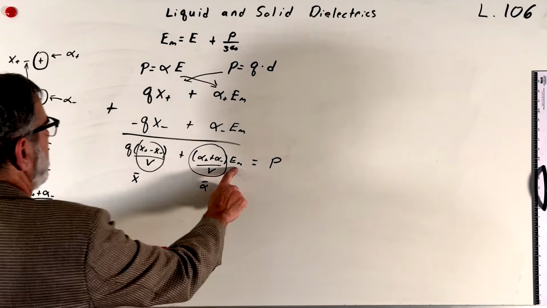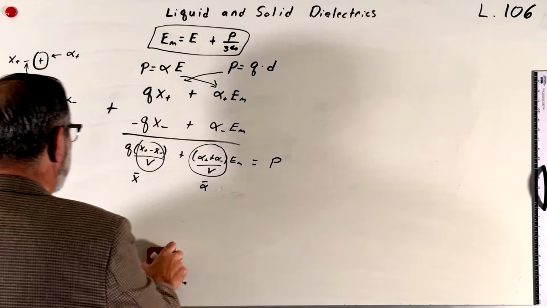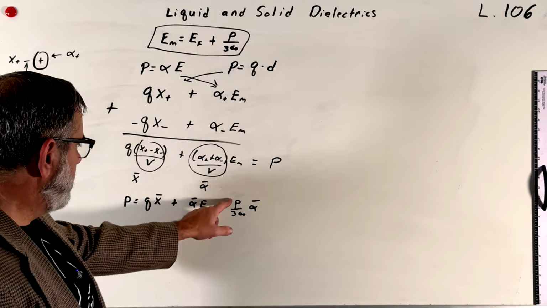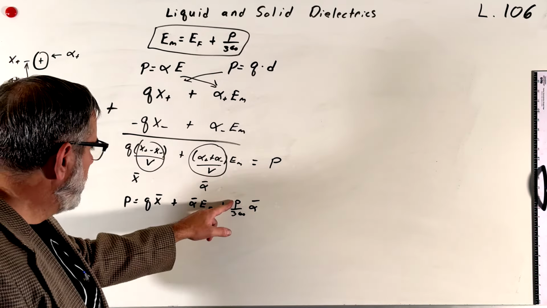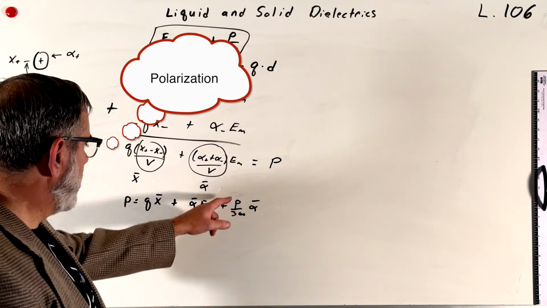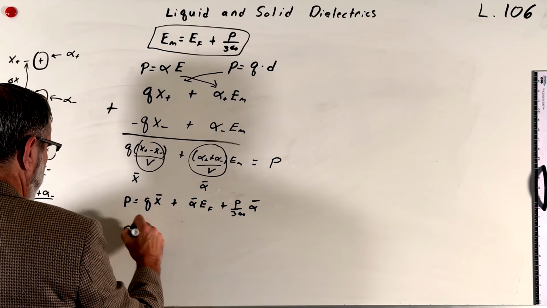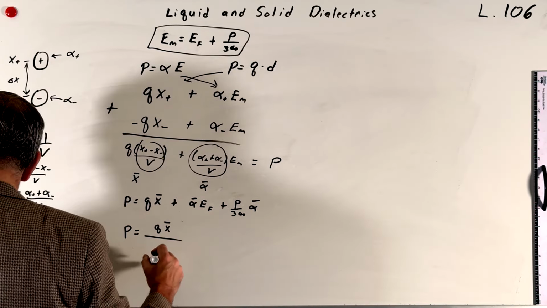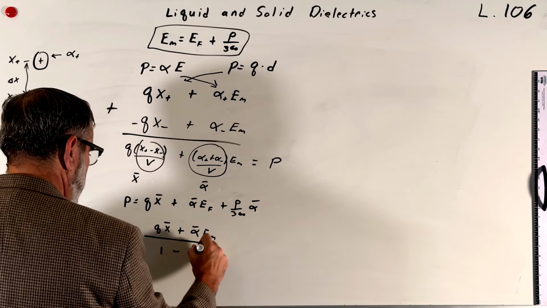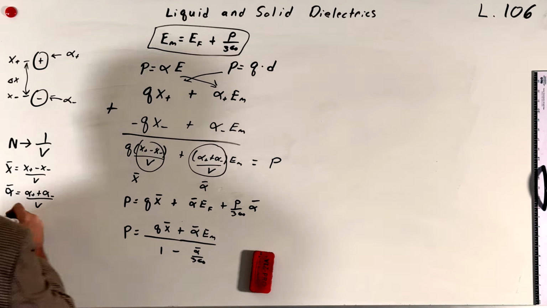So if I sub in for E sub m this expression that we have up here from the first section that we talked about today, then I'll end up getting something like this. And see, I've got the dipole moment per unit volume on both sides here, which I'm just going to call polarization. Polarization on the right and polarization on the left. So if I solve for this, what do I get? I get P equals Q times x bar plus alpha bar E sub f, divided by 1 minus alpha bar over 3 epsilon naught. I'm going to write that over here because we're going to need this.